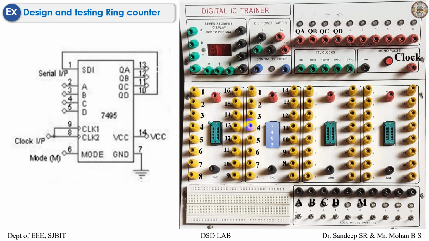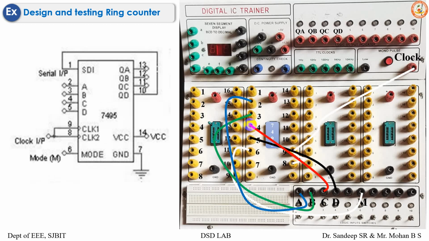7495 is the IC, which is a 14-pin IC. So you can see the last two, that is pin number 8 and pin number 9 and the 16 pin have been neglected here. So pin number 8 and 9 have been short circuited. From there it's given to a clock pulse, and pin number 6 is given to mode M, this is for your input, and pin number 5 is given to D, subsequently to C, B and A respectively for pin number 5, 4, 3 and 2.